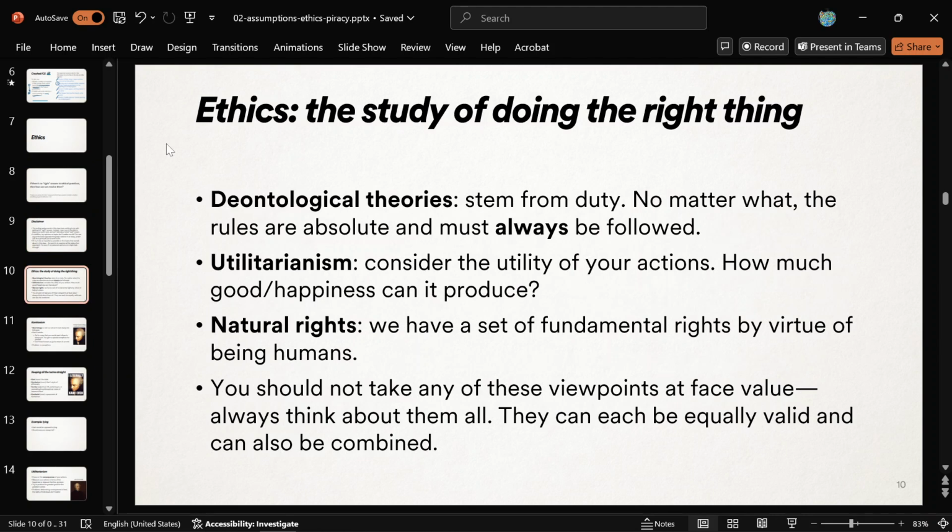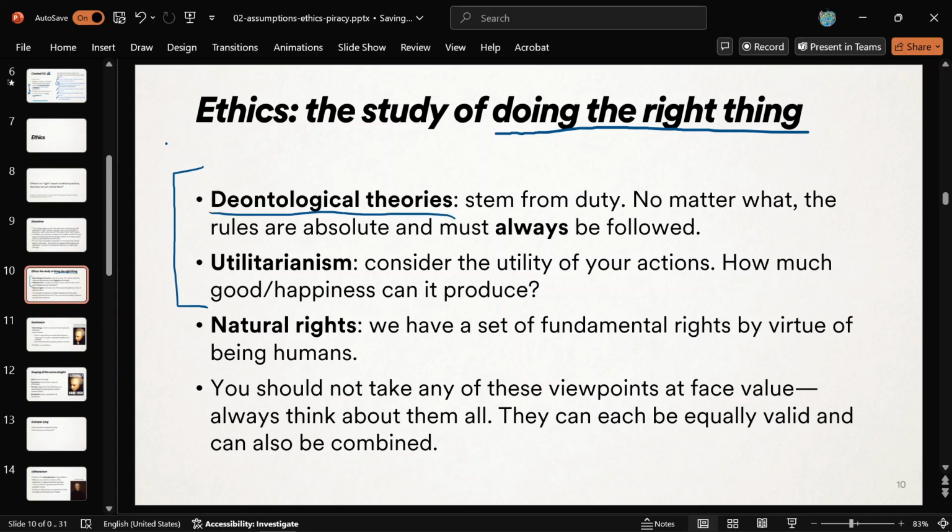So what is ethics? It's just the study of doing the right thing. Let's figure out what's the best thing to do in a certain situation. There's a few different kinds of ethical theories, some lenses that people like to look at ethical problems with, and I'll teach you a couple of them in this class. I'll teach you these two. So there's two main kinds that we will talk about.